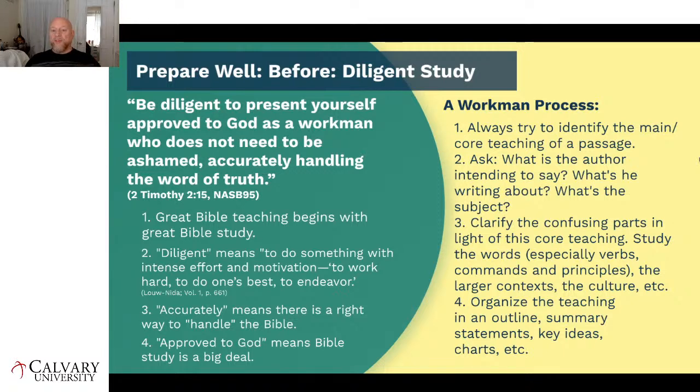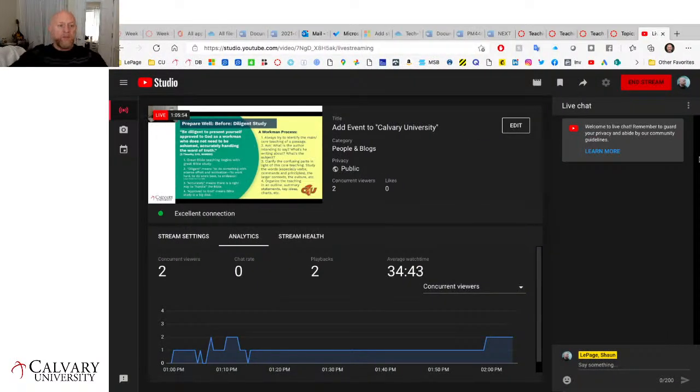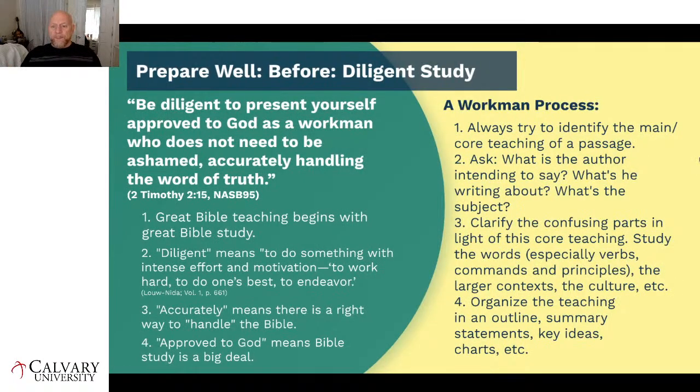So number two, ask, what is the author intending to say? What's he writing about? What's the subject? So Ephesians, again, the subject is the church and the importance of the church. And so what does Paul have to say about that? He's saying that he prays that they will get it, that they will understand the importance of the church and the importance of the church in God's unfolding plan for human history. And so he's telling us how we should do church and how families fit into the church and how we need to be watchful and aware of spiritual warfare and so on and so forth.